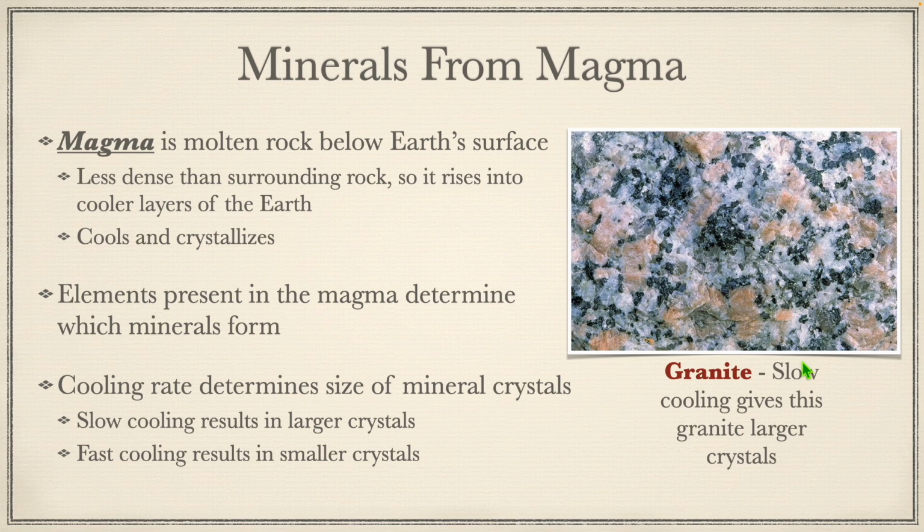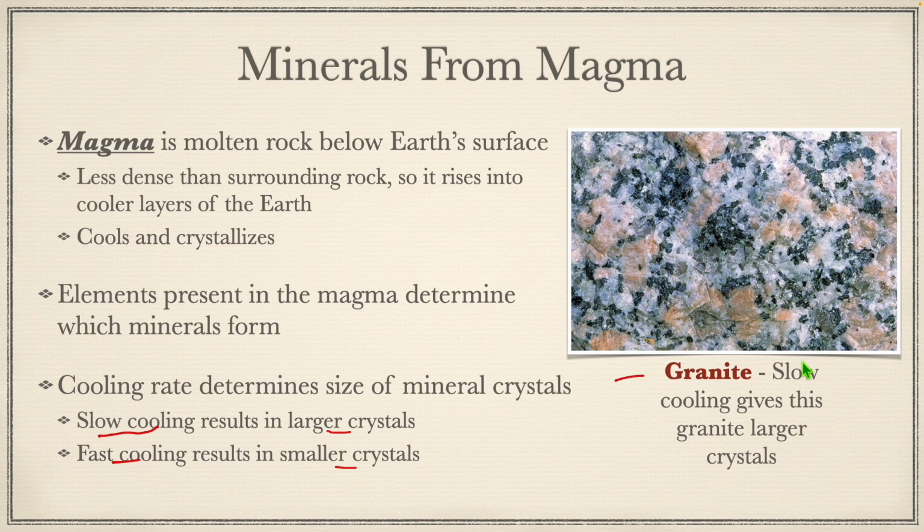Elements present in the magma determine which minerals form. So if you don't have the elements present to form a specific mineral, that will not form. So you get minerals that incorporate the elements that are actually present in the magma. And then the cooling rate determines the size of the mineral crystals. So if we have slower cooling, we have larger crystals. If we have faster cooling, we have smaller crystals because if it cools slower, the crystals have more time to form. The atoms have more time to arrange themselves in these nice crystal structures and these repeating patterns. If they cool too quickly, then they don't have time to arrange themselves.